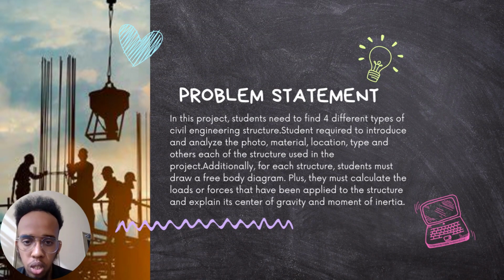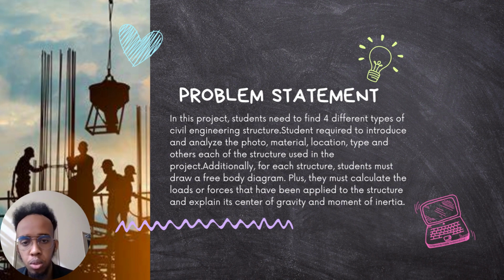In this project, students need to find four different types of civil engineering structure. Students are required to introduce and analyze the photo, material, location, type, and others of each structure used in the project. Additionally, for each structure, students must draw a free body diagram, calculate the loads or forces that have been applied to the structure, and explain its center of gravity and moment of inertia.